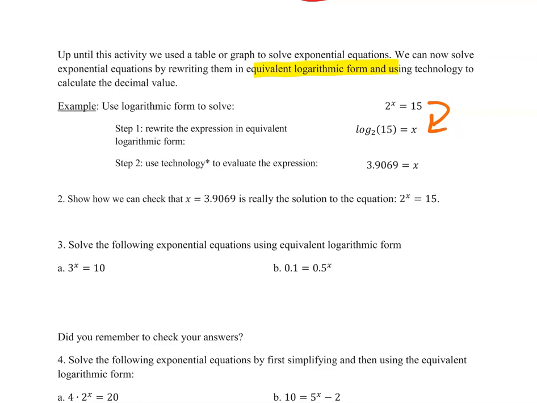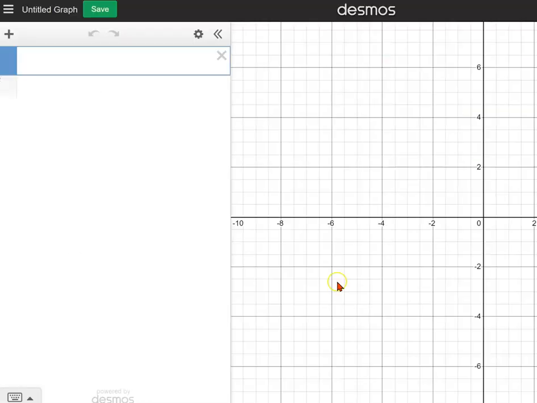So all you have to do is just type log base 2 of 15, and you will get x is equal to 3.9069. This is how to use Desmos to solve that log base 2 of 15. You just have to type log, underscore 2 of 15, and you will see the answer is 3.9069. Easy, right?